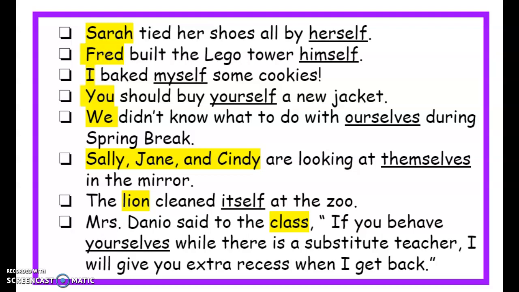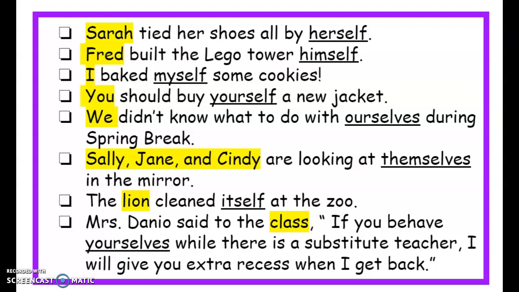Here are some sentences with examples of reflexive pronouns and the nouns that they reflect back to. The first sentence: Sarah tied her shoes all by herself. Herself is the reflexive pronoun and Sarah is the noun that it is referred back to.